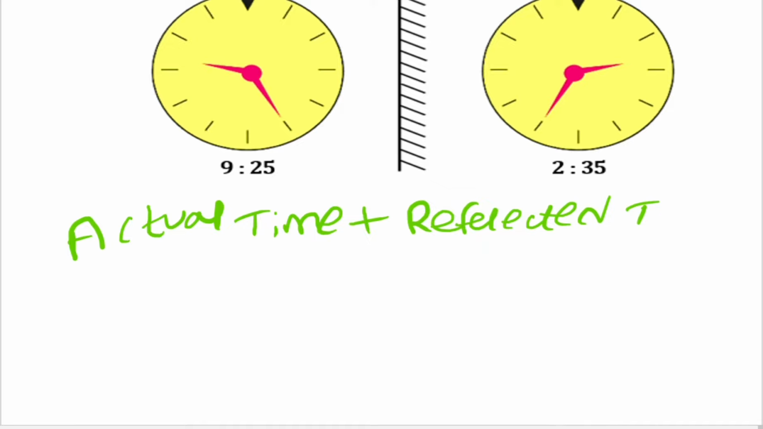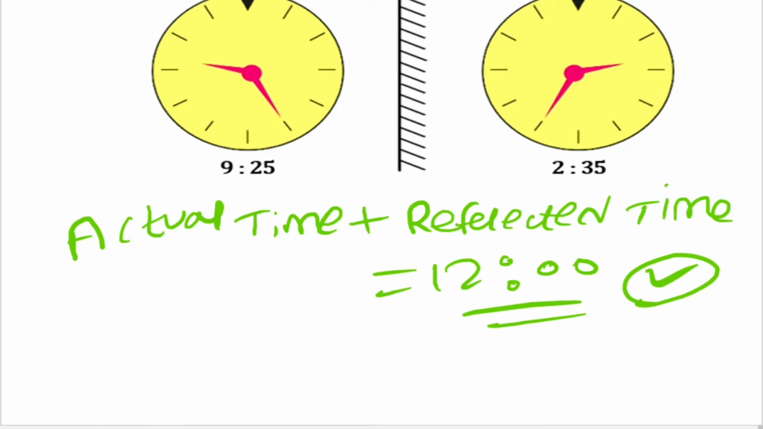Actual time plus reflected time is always 12. Okay, so make a note of it. It is very useful while solving questions regarding the mirror image of a clock. What I'm telling is, this is the actual time plus reflected time, so if we add both these things, you will always get 12 o'clock.